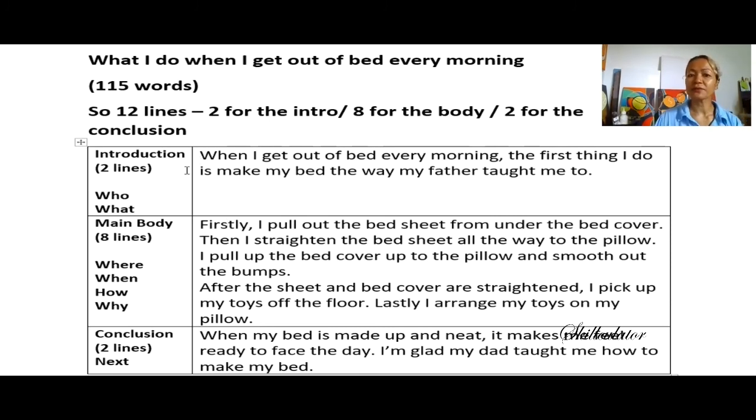So if we read it through again, the main thing that we're summarizing: when I get out of bed every morning, the first thing I do is make my bed the way my father taught me to. And then we go into the body. Firstly, I pull out the bed sheet from under the bed cover. Then I straighten the bed sheet all the way to the pillow. I pull up the bed cover up to the pillow and smooth out the bumps. After the sheet and bed cover are straightened, I pick up my toys off the floor.